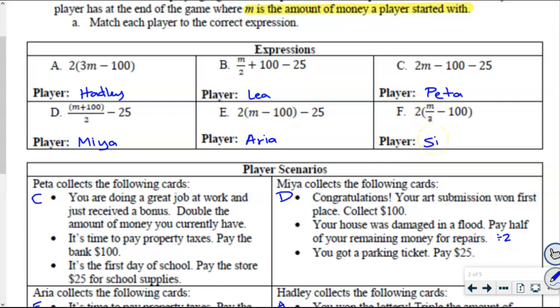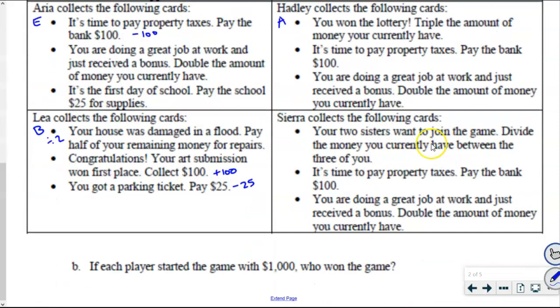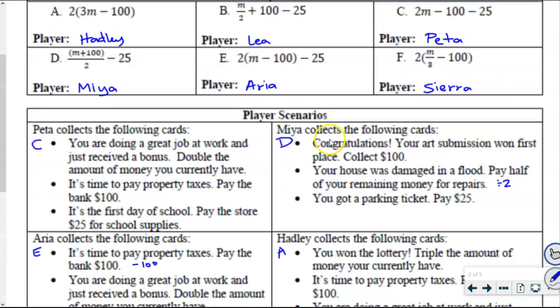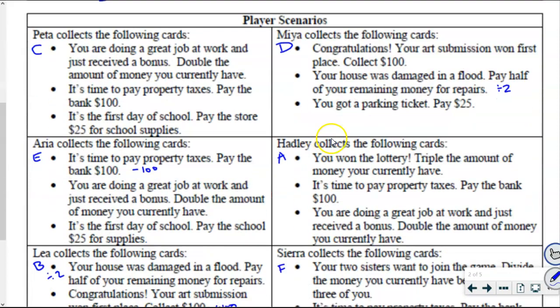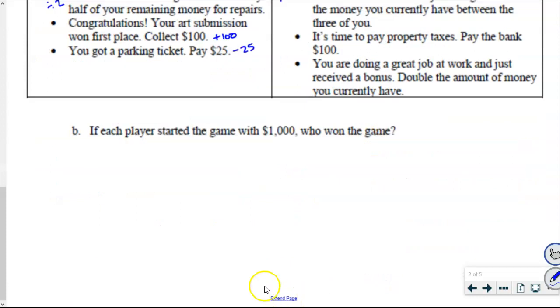So this is Sierra. How is it spelled? One R or two? Two R's. Thank you. Like that? Okay. So Sierra is expression F. And that's what writing expressions is all about, except you're not going to be having them already rewritten for you and just pairing them up. You have to read through a situation and interpret what that means to represent it abstractly. That's math practice 2. Before we do that, let's evaluate.